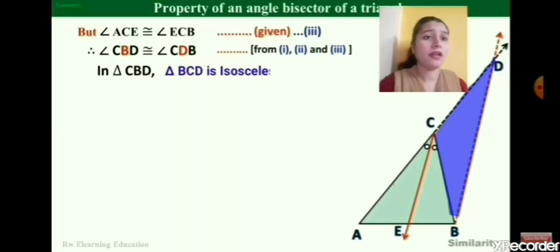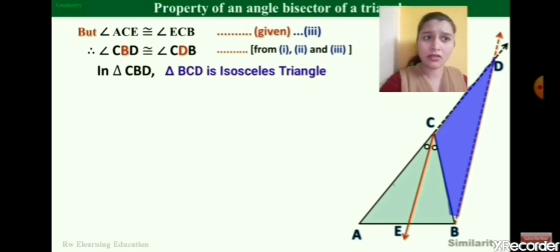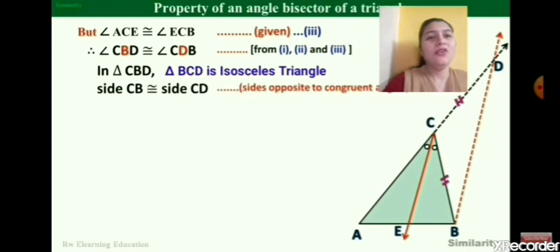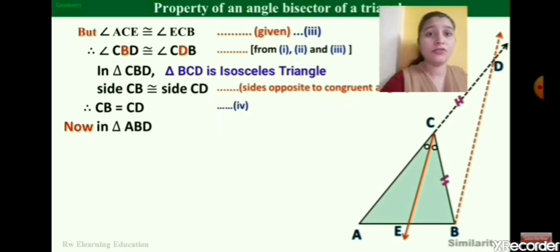Now let me take a triangle. It is forming an isosceles triangle with two angles congruent. When two angles are congruent, their opposite sides are also congruent, right? That is, CB is congruent to side CD. Now I will put this as equation 4.